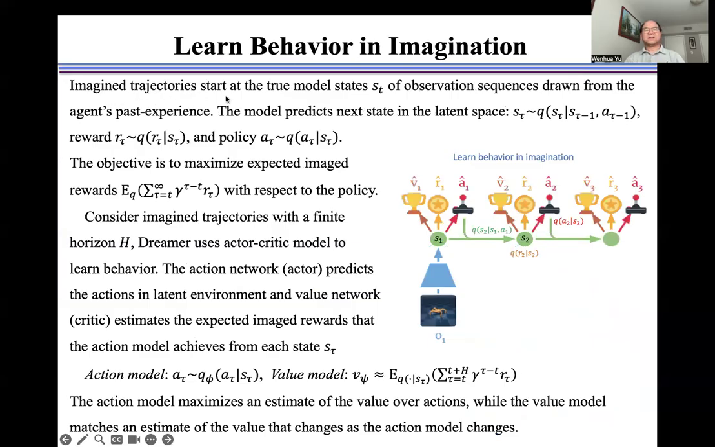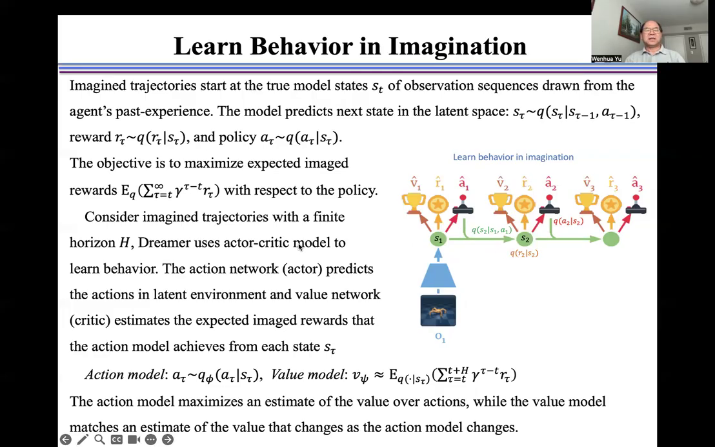Imagined trajectories start at the true model states s_t of observation sequences drawn from the agent's past experience. The model predicts the next state in the latent space s_t, reward r_t, and policy a_t. The objective is to maximize the expected imagined reward with respect to the policy, as shown here.